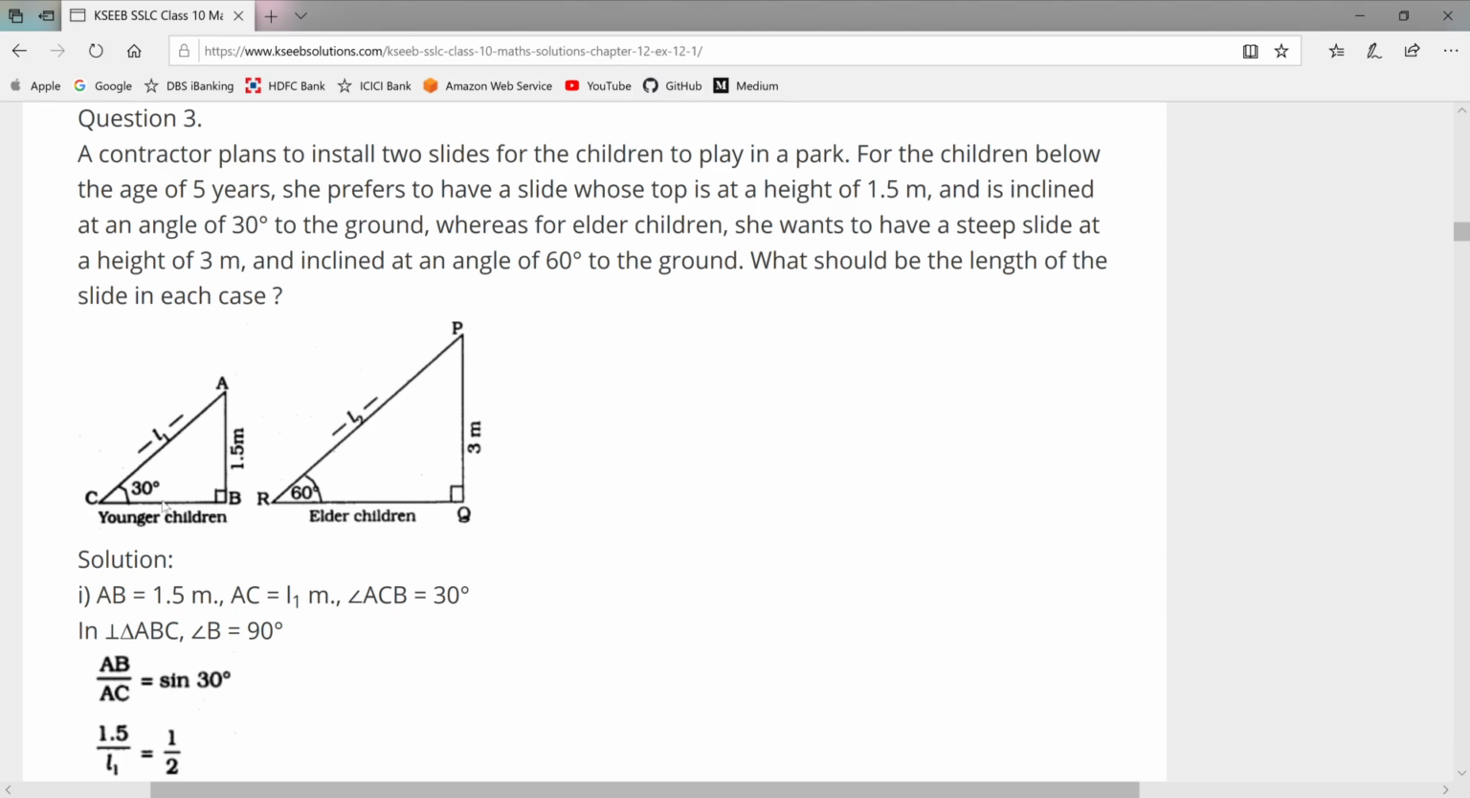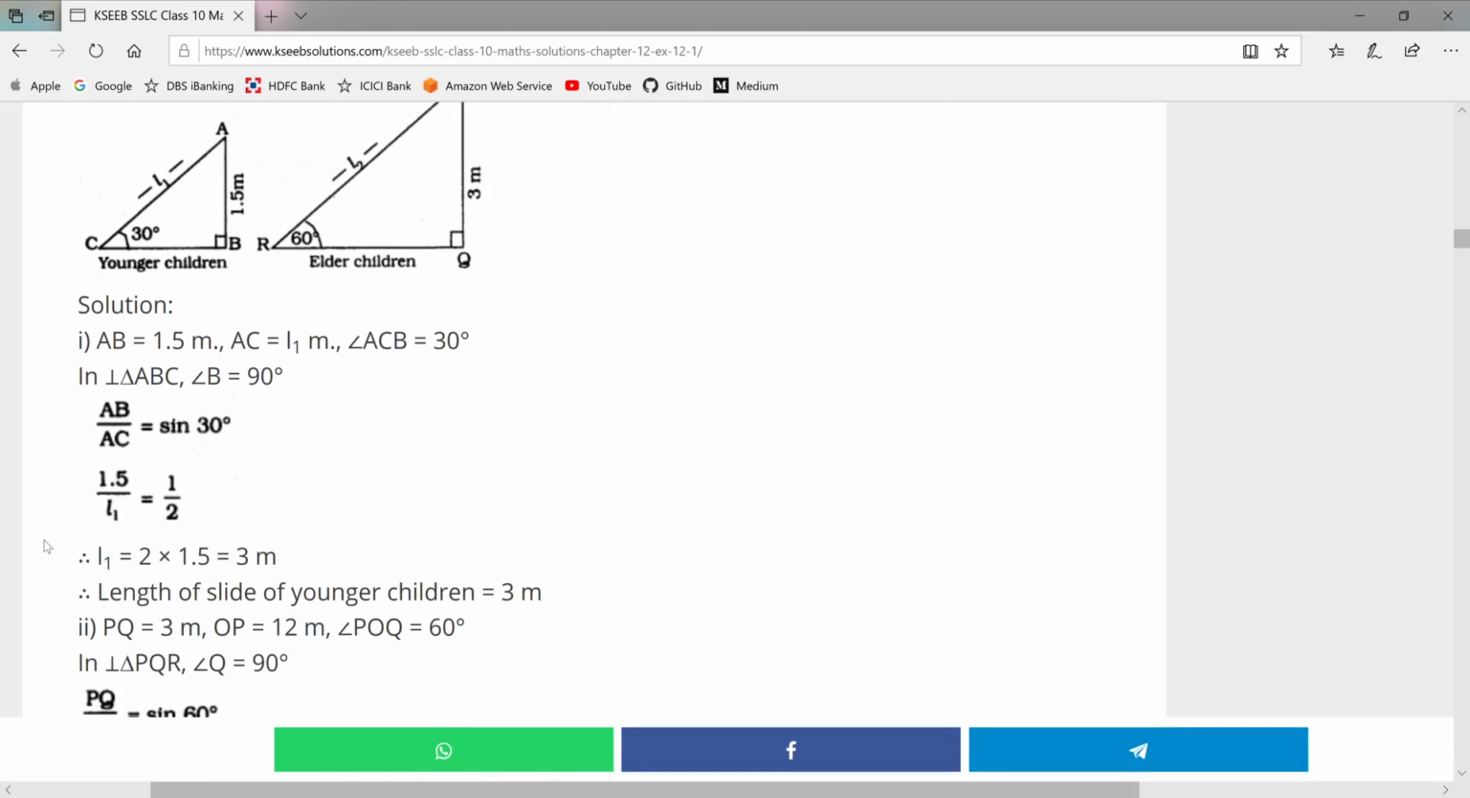Here the theta value is 30°, so sine 30° equals opposite side AB divided by hypotenuse AC. The value of AB is 1.5 and the value of AC is L1, and sine 30° is 1/2. Do the cross multiplication: L1 into 1 is L1, and 2 into 1.5 is 3 meters. So the L1 value is 3 meters. This L1 is the length of the first slide for the younger children. I hope you understood.